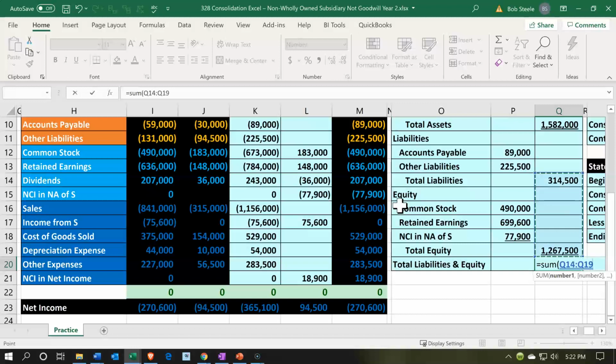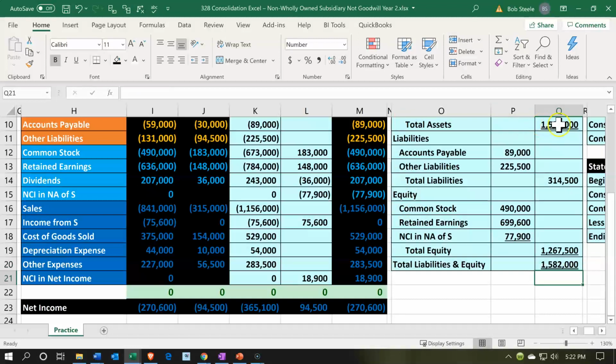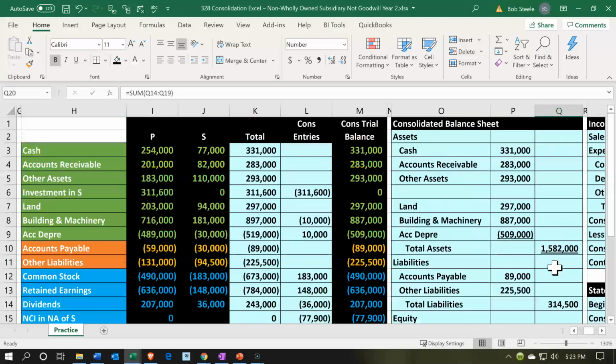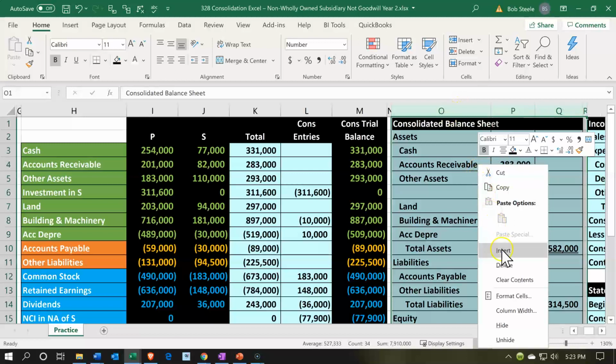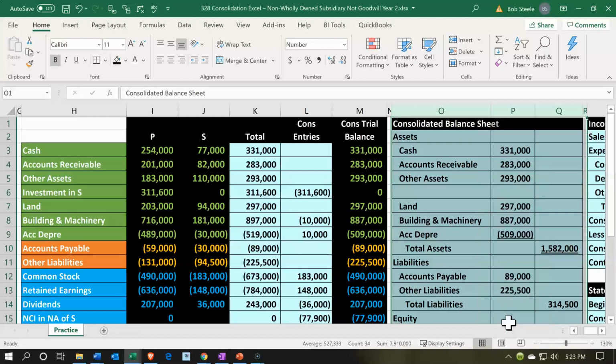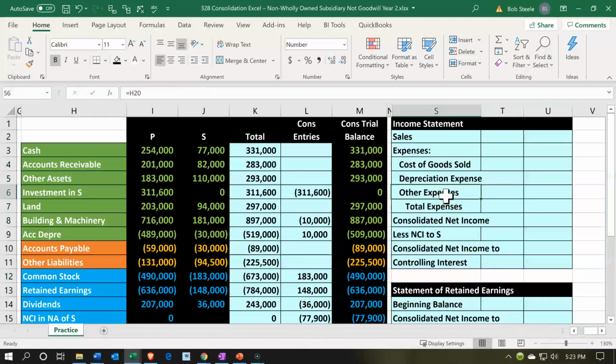So there we have that. Okay, so there's the 1,582,000, the 1,582,000. That looks good. At least it's in balance. That's a good sign. Now I'm going to hide from O to R. I'm going to hide these columns and we'll take a look at the income statement. So I'm going to put my cursor on O, left click, I'm going to go over to R. So we're selecting the O to R range, right click on the range, and then we're going to hide that range. Let's do the income statement now.